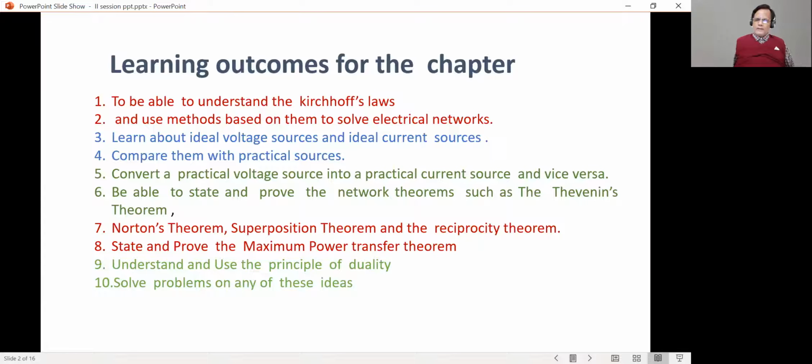We should also be able to state and prove the maximum power transfer theorem and also understand the concept of duality. And ultimately, we will be solving problems on situations where one of these theorems may be easily applicable.